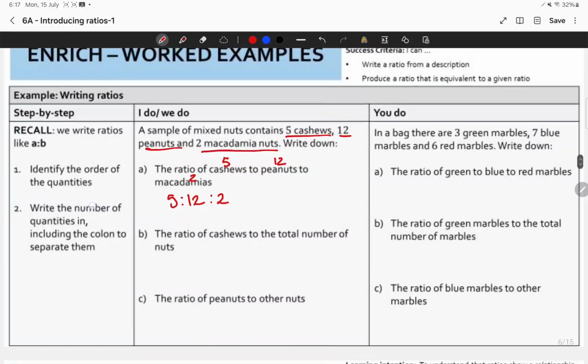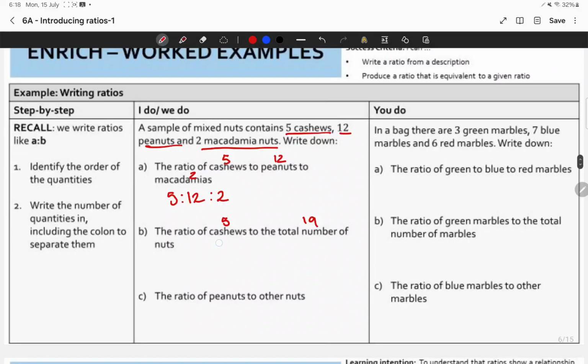So remember on here, it talked about the order of things. So we know that this is cashews, this is peanuts, and this is macadamia. So 5, 12, 2. That's going to be the ratio inside that sample of mixed nuts. The next that we have is cashews to the total number. So cashews, we know that we have 5. And the total number, we just add all of them up together. So 5 plus 12 is 17, plus 2 is 19. So there are 19 here. So it's just going to be 5 to 19.